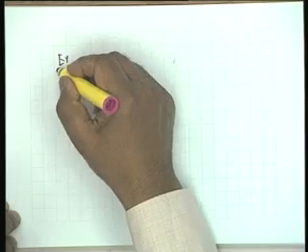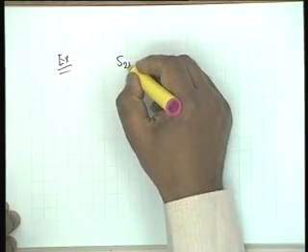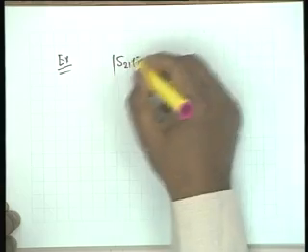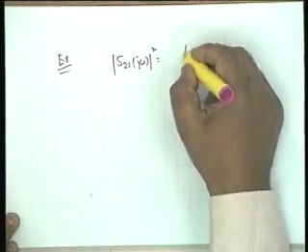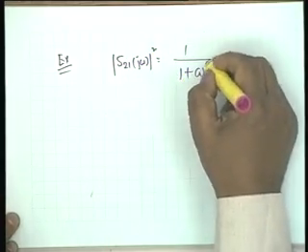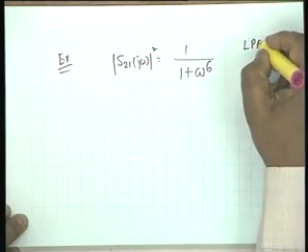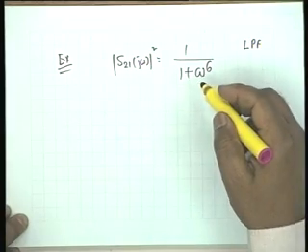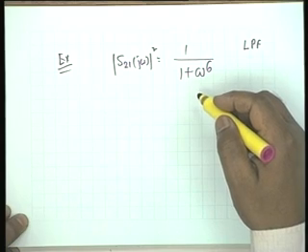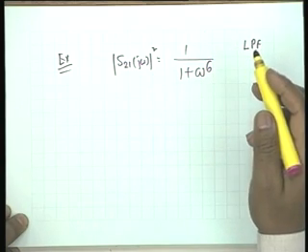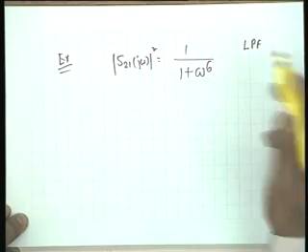Okay. The example that we were discussing is the magnitude of S21 of j omega squared equal to 1 by 1 plus omega to the 6, and I told you this is a low pass filter. It is obvious that the transmission is unity at omega equal to 0 and it falls off at high frequencies.